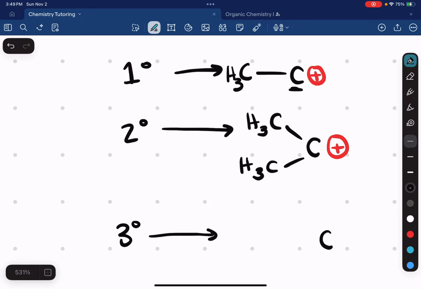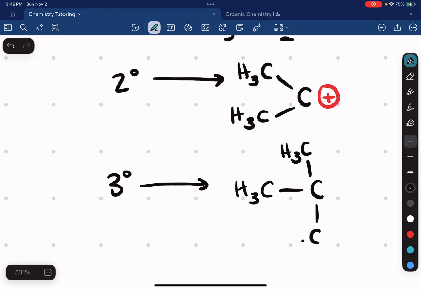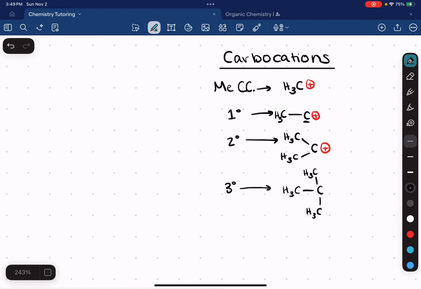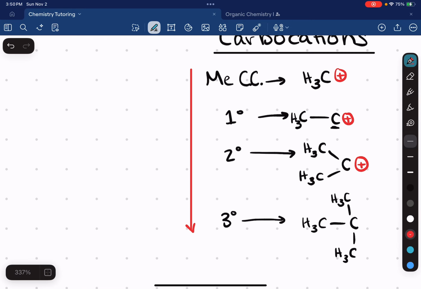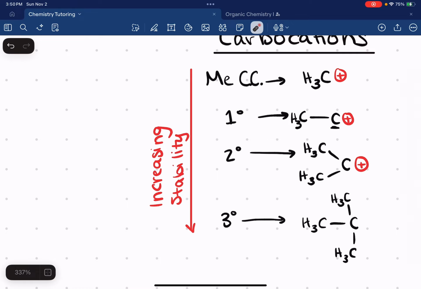Is a carbon connected to 3. So like on our example earlier when we had 3 CHs attached. So stability is going to increase this way. We've got increasing stability. And so, let's look at that.